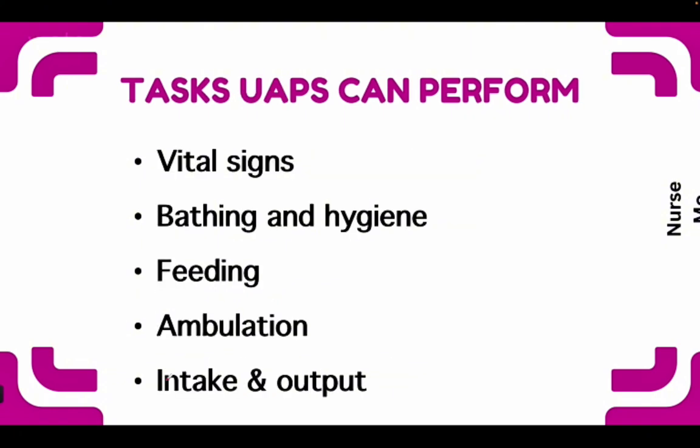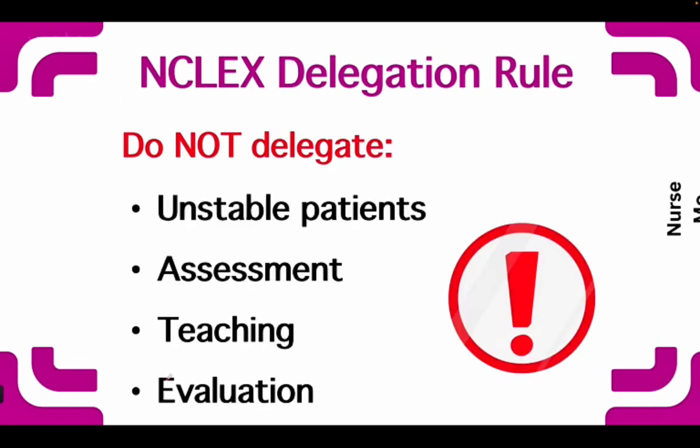Okay? For the UAPs, there are also tasks that the UAPs can perform. They can perform basic patient care tasks because these tasks usually do not require clinical judgment. For example, they can help patients to bathe, assist with feeding, help patients to walk, measure intake and output, and take routine vital signs. Routine vital signs, not vital signs for unstable patients. Take note. For instance, if a patient needs help walking to the bathroom or needs assistance with bathing, this task can be safely delegated to a UAP. Like I said, if the patient is unstable or showing signs of distress, then the RN should assess the patient first before delegating any task to the UAP.